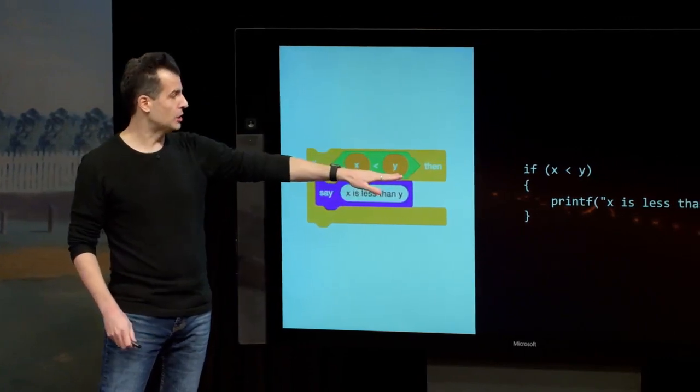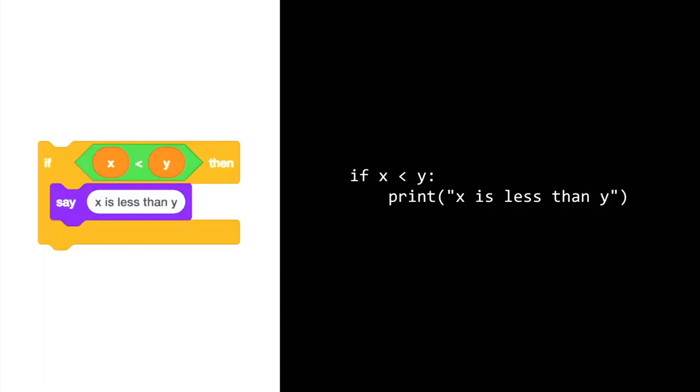What Python is going to look like henceforth is just this. So the parentheses around the x less than y go away. The curly braces go away. The new line goes away. And the semicolon goes away.